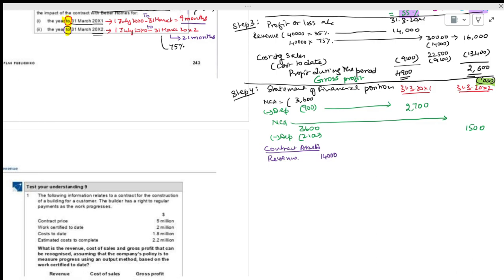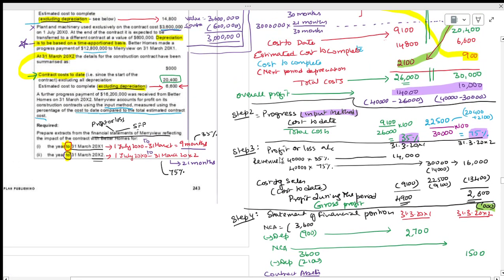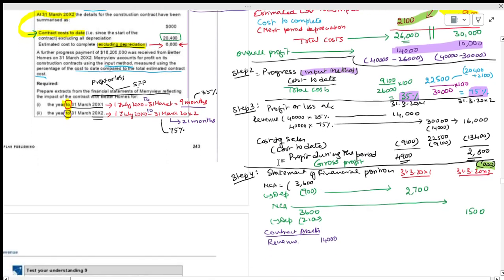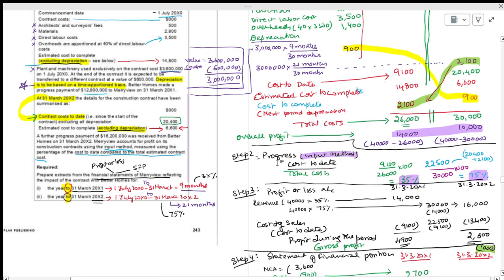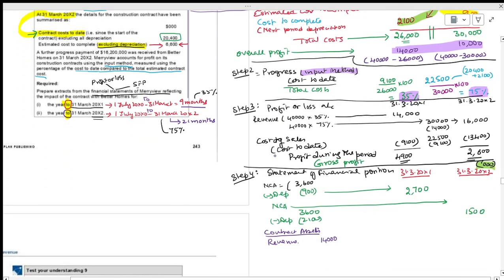And here how much is the revenue? Total revenue, cumulative, is how much? Where is that? For 40%, how much revenue have we calculated? Here we have calculated the revenue. Is it right?